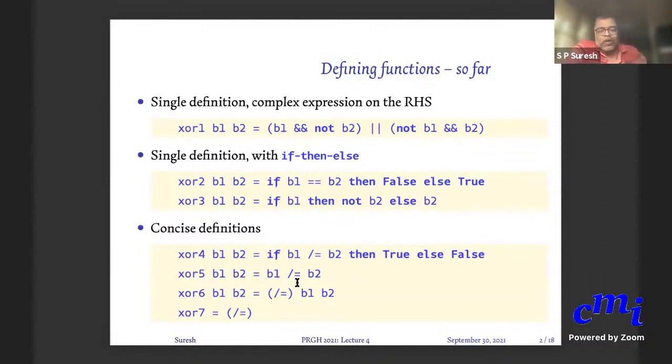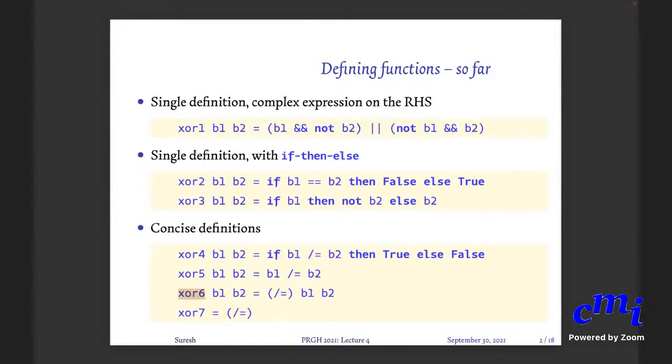Whenever you have something like this, you can make it a function by putting parentheses around it and using it in a prefix manner. So you write the function name first and then give the arguments. Think of this as f b1 b2 equals some expression e b1 b2. Then you're basically saying the function f applied on any b1 b2 is the same as the expression e applied on b1 b2. So instead you can concisely define it by saying f equals that expression. That's what you're doing here. XOR 7 is nothing but not equal, as a function. Is it clear so far?